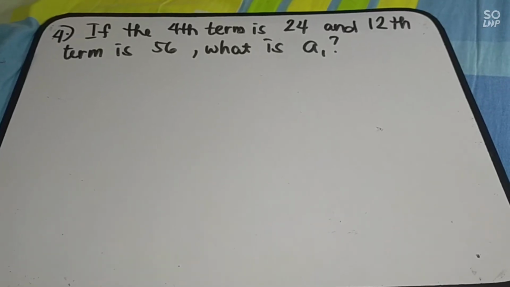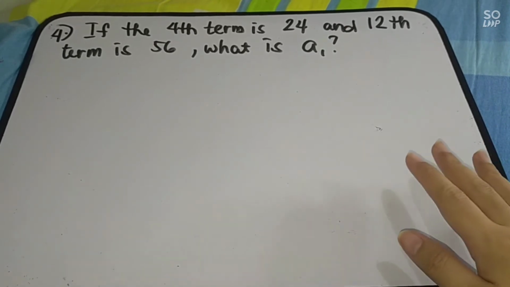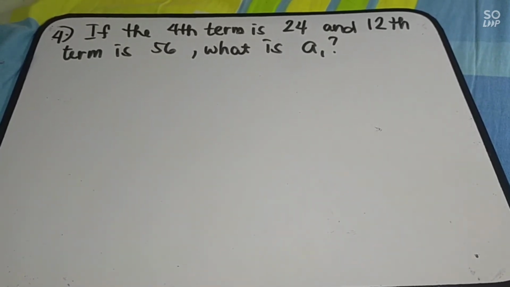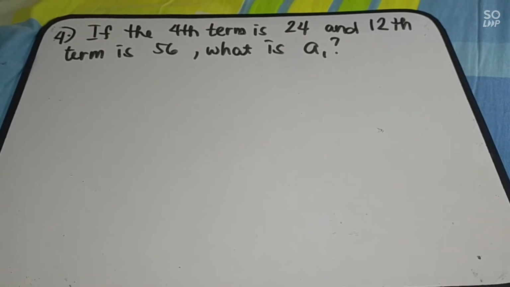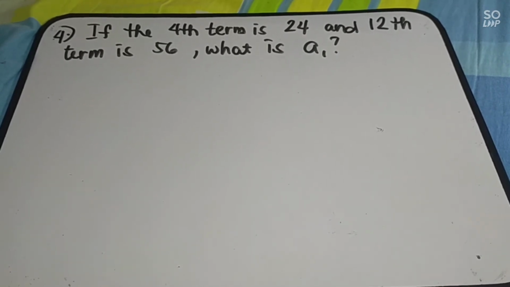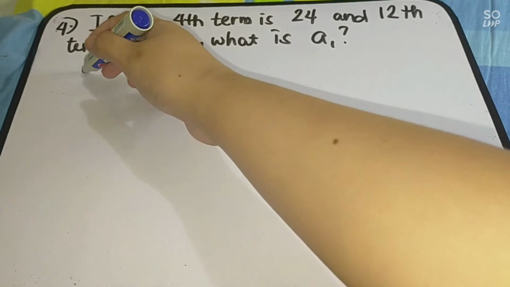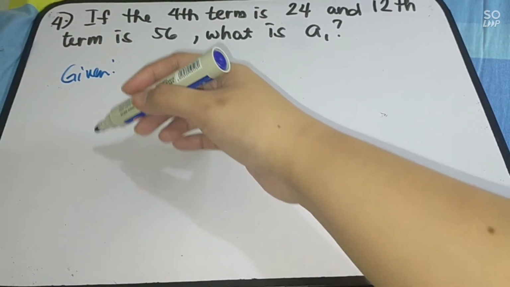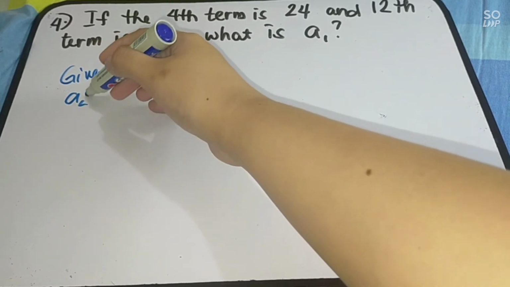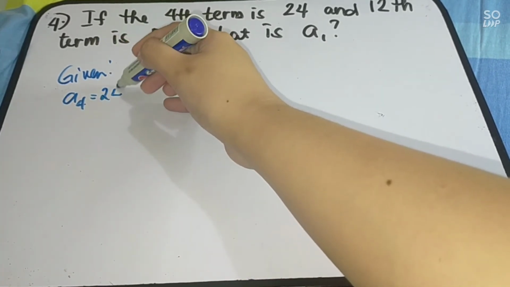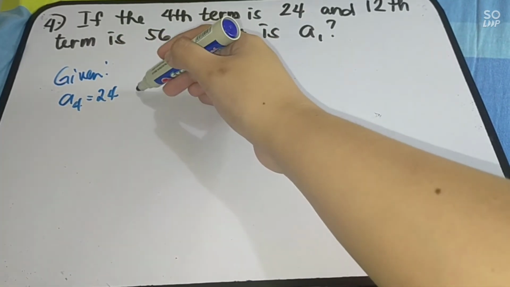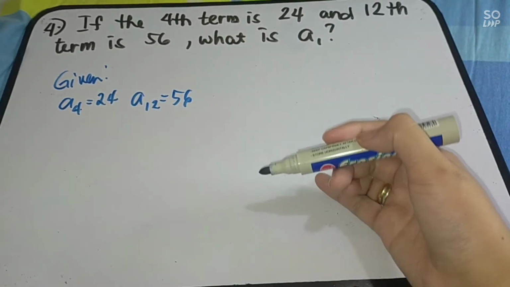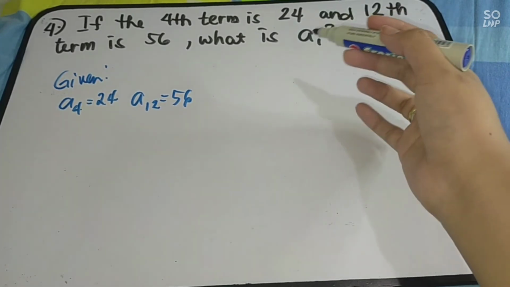Number 4. If the 4th term is 24 and 12th term is 56, what is a sub 1? So, another term na naman yung hinahanap. So, we need to find for the common difference. So, maglelet ulit tayo dito sa ating given. So, ang ating given, we have here 4th term, which is a sub 4 is equal to 24. Then, we have here a sub 12, which is equal to 56. We need to find for the first term.